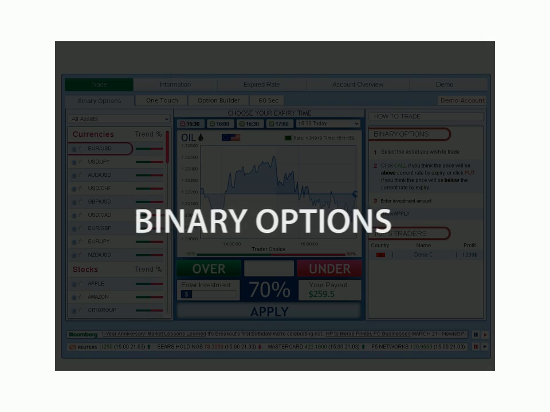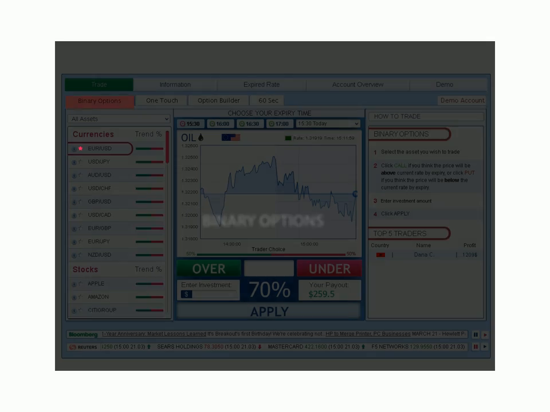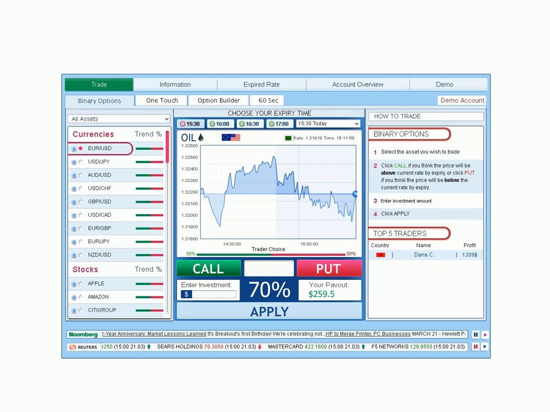Binary options. Trading binary options is the best way to make money online. Here is a traditional platform. All you have to do is predict if the price of an asset will rise or fall by the expiry time. First, select the asset.